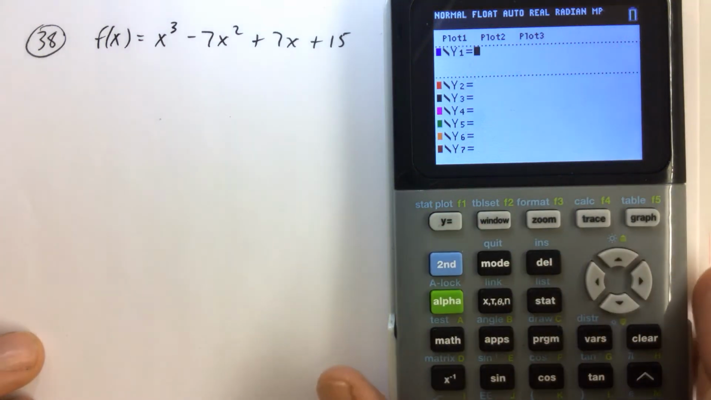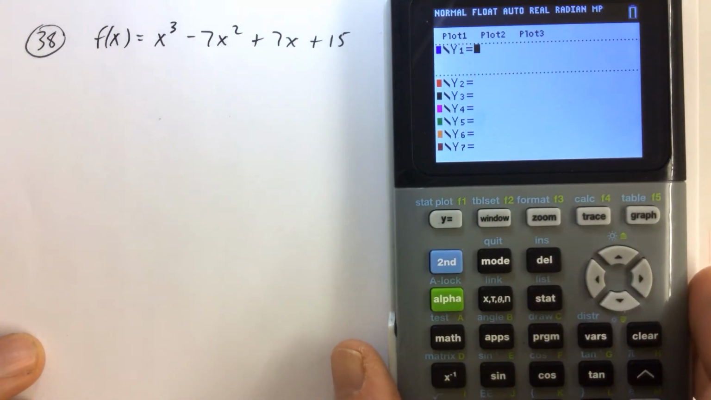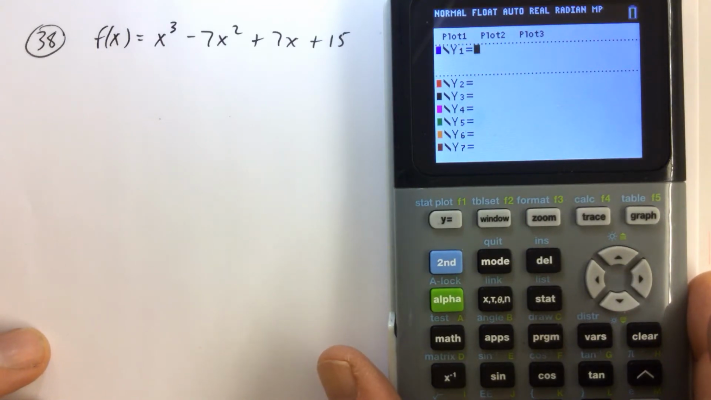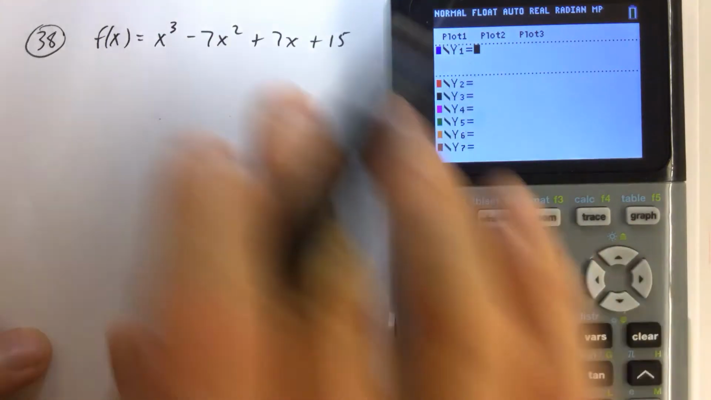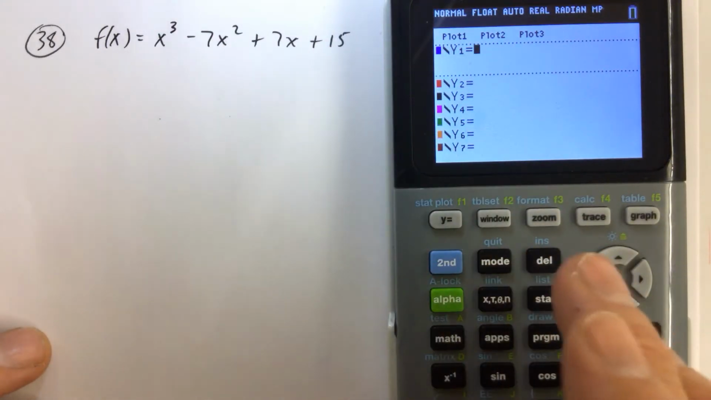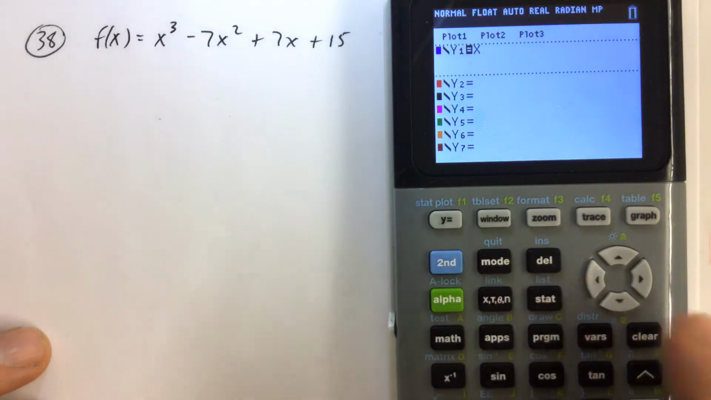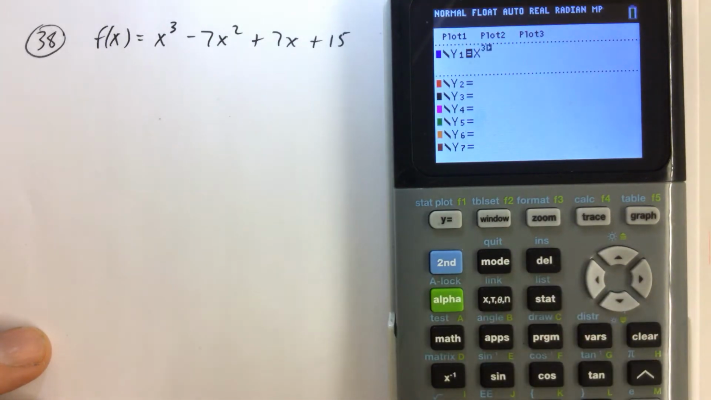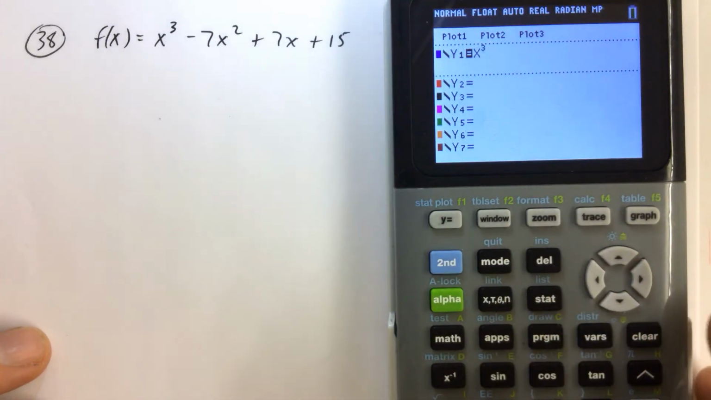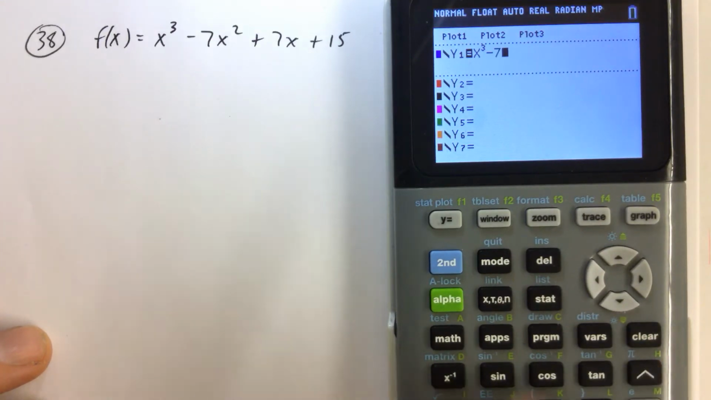Problem 38 is almost identical to problem 36. It's got the same instructions, so we're supposed to find the relative maximum and relative minimum of the graph of this function. And so we're going to type in the function x to the third power, and we do the up caret to the third power. Up caret is just above the division symbol, minus 7x squared plus 7x plus 15.